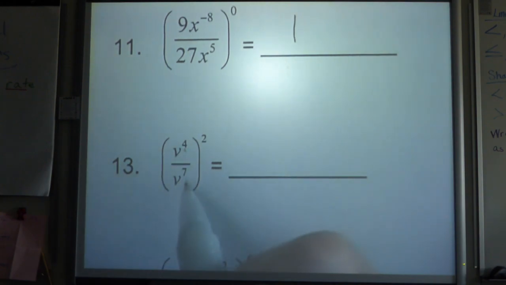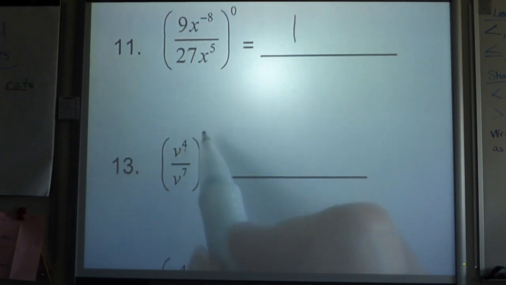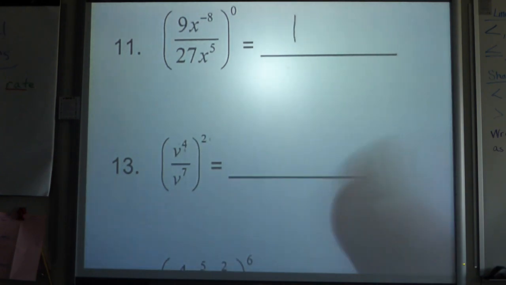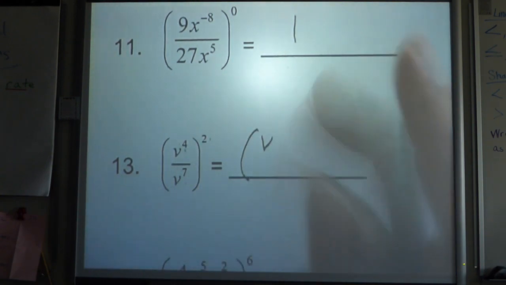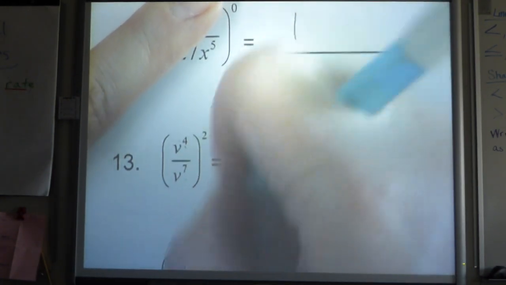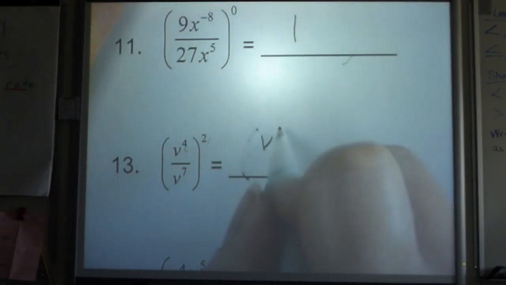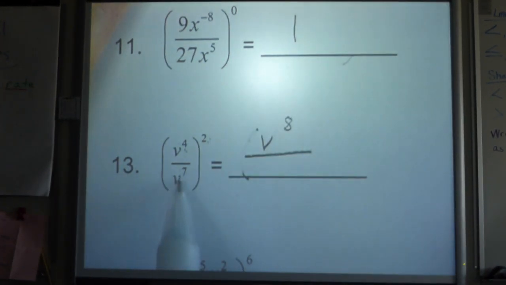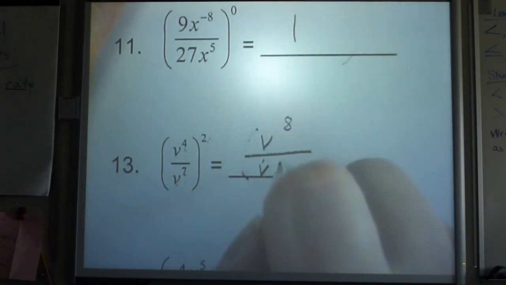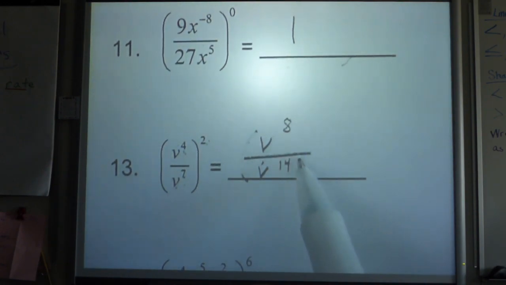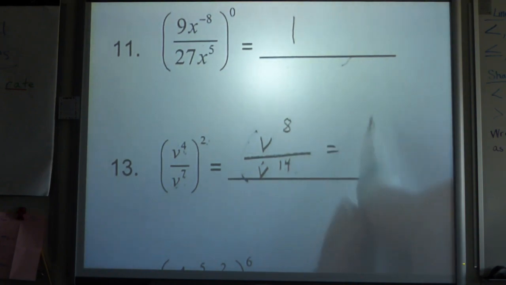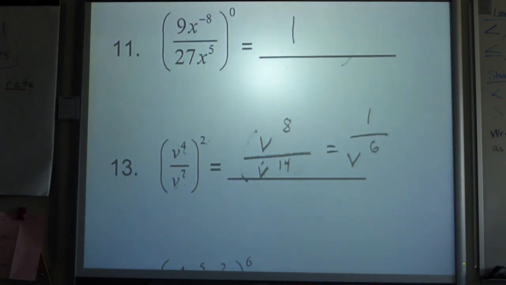Now we have a couple ways we can do this. We can divide it out first and then raise that to the second power, or we can raise everything to the second power. Let's go ahead and raise everything to the second power because we haven't used that approach yet. So we have v to the 4th to the 2nd, that's going to give us v to the 8th, over v to the 7th to the 2nd, that's going to give us v to the 14th. And then 8 of these v's will cancel out with 8 of these v's, leaving us with 1 over v to the 6th. Okay.